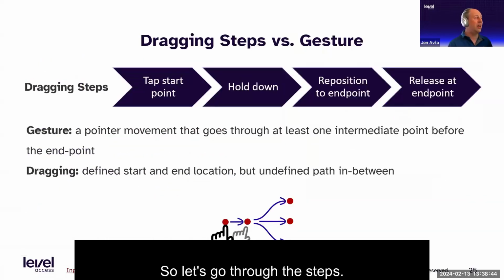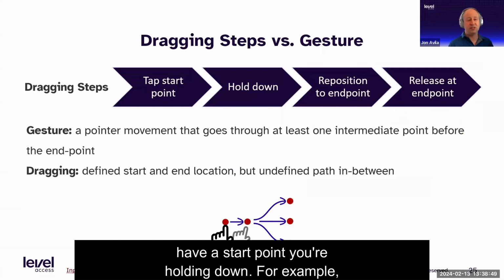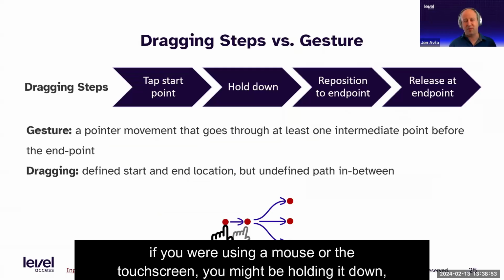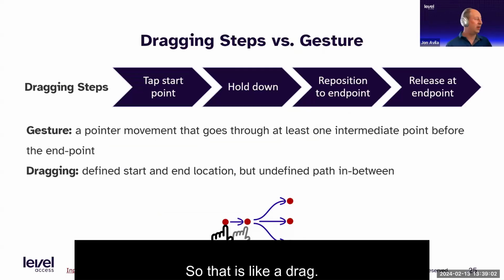So let's go through the steps. I alluded to earlier that a dragging motion is really something where you have a start point. If, for example, you were using a mouse or the touchscreen, you might be holding it down. You're then repositioning, and then you're releasing it at an endpoint. So that is sort of like a drag.